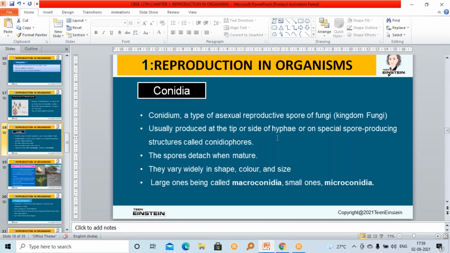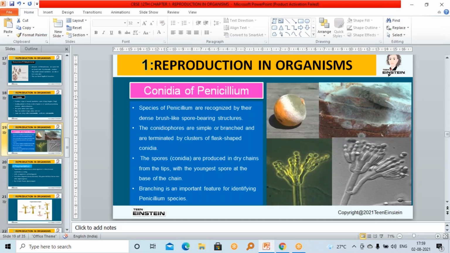Next is conidia. Conidia are also a type of asexual reproductive spore of fungi, usually produced at the tip or side of hyphae. They are produced on special structures called conidiophores. After maturity, the spores get detached, and they vary in shape, size and color. Large ones are called macroconidia and the small ones are called microconidia.